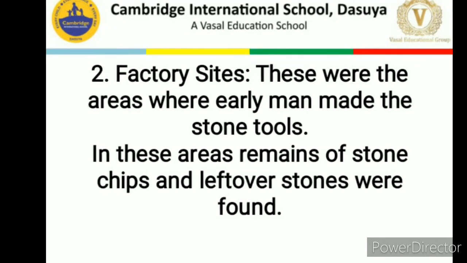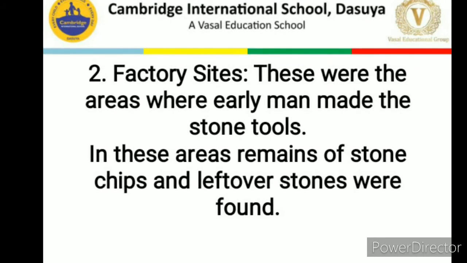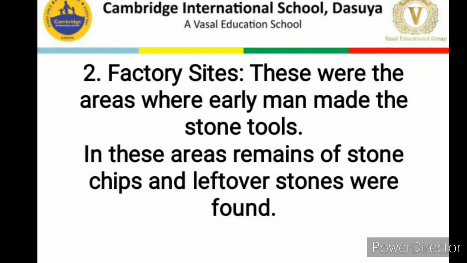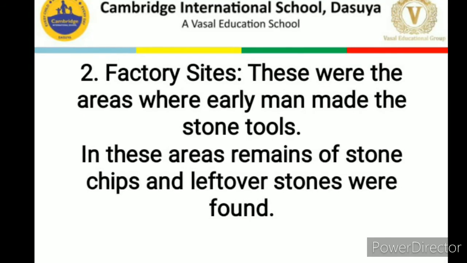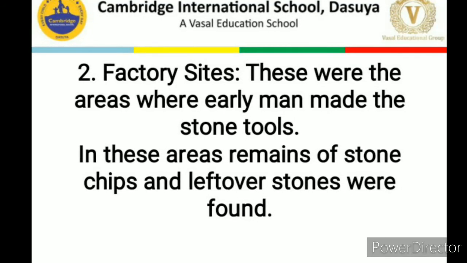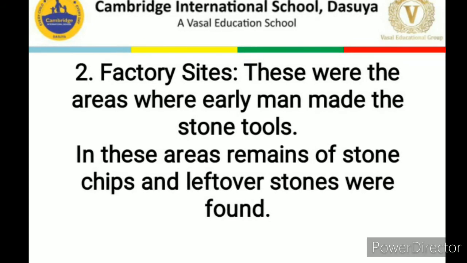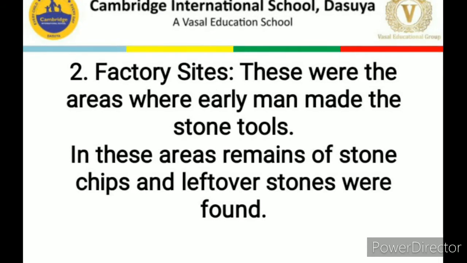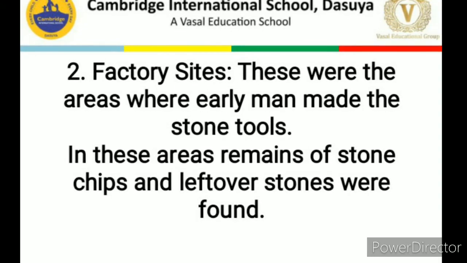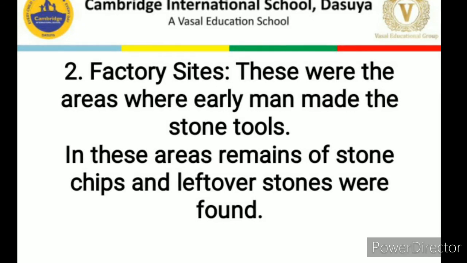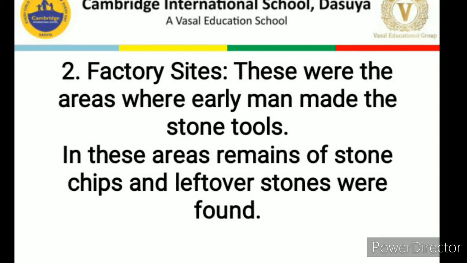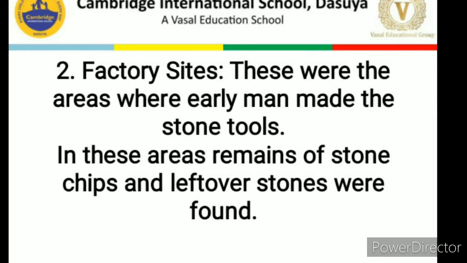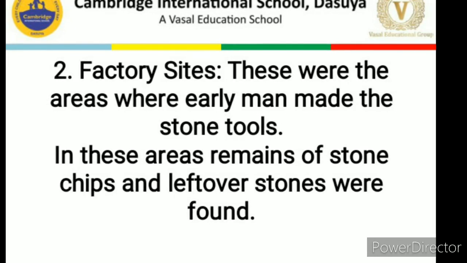They chose those sites as the factory sites where they found the stone in abundance, because it's very difficult to carry the stone from here to there. So they always preferred those areas as their factory sites. The archaeologists have found some remains of stone chips and leftover stones, and they came to the conclusion that these areas have probably been used as the factory sites by the early men.